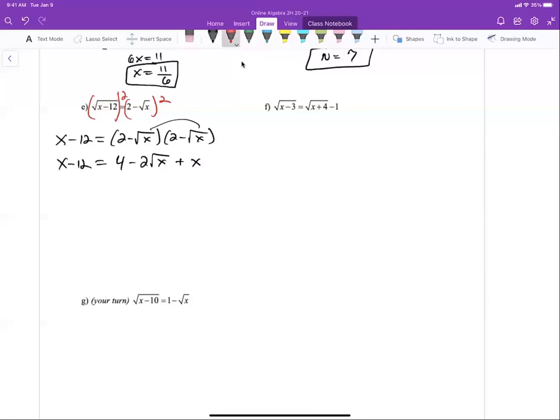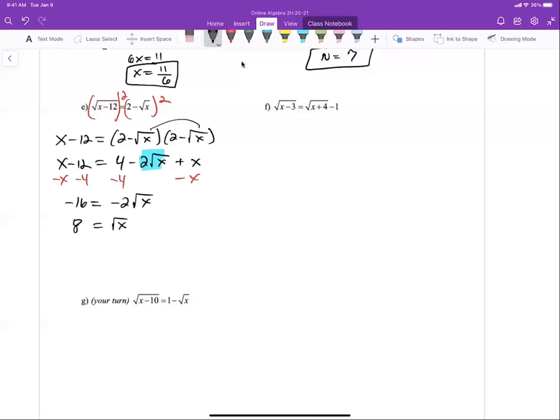So, okay, now the step is to get this radical isolated by itself. So I'm going to subtract x, I'm going to subtract 4, and I will get on the left-hand side, negative 16 is equal to negative 2 square root of x. Divide both sides by negative 2, I get a positive 8, unless I did something wrong, and that will equal the square root of x.